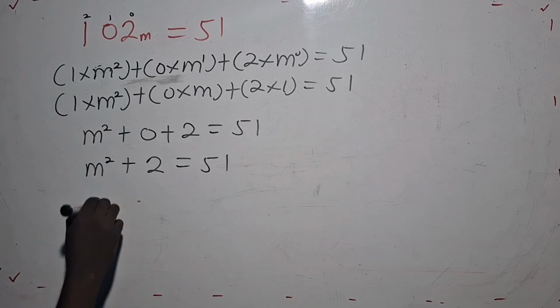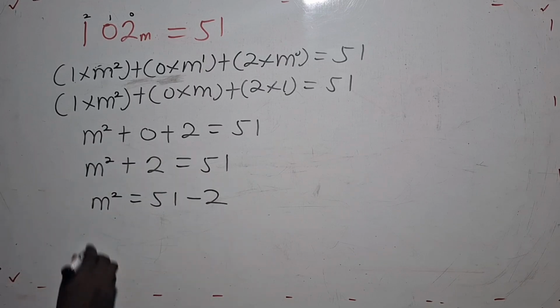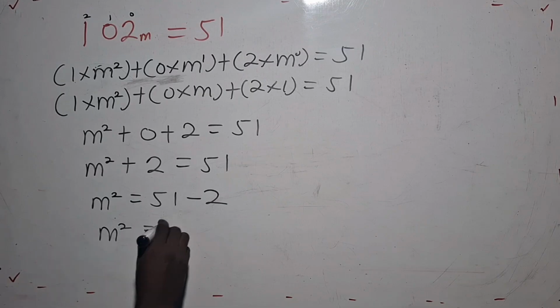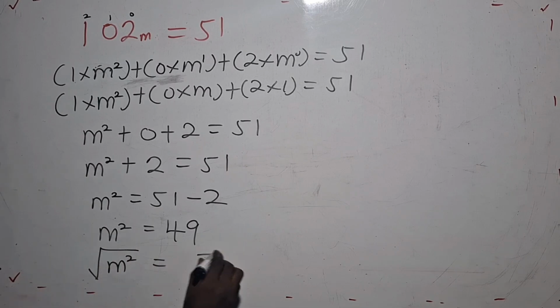Now I have to group like terms. So I have m squared is equal to 51, positive here crossing negative. So I have m squared here is equal to, now 51 minus 2 will give me 49. I'm to solve for m, and now the m is having a square. I've taught sets, change of subject, and other topics. What do we use? Indices. What do we use to eliminate square? We have to square root both sides. So I'm going to square root here. Then I'm going to square root here as well.